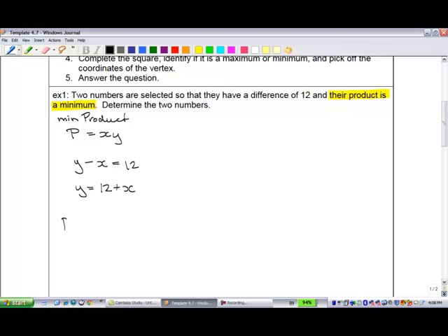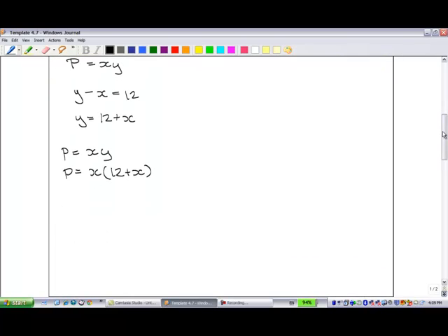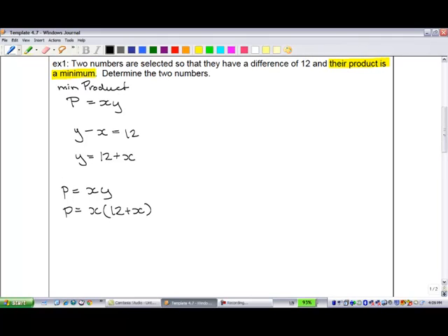So let's take the P formula, which is xy. Let us replace y with 12 plus x. And what we get here is actually two options. We can either solve this using the factor intercept method and find the vertex that way using the average. That was basically what we did last class. Or we can do this by completing the square. So what I want to do is I'm actually going to do it both ways. Let me draw a little line down the middle here. Let me show you by completing the square.